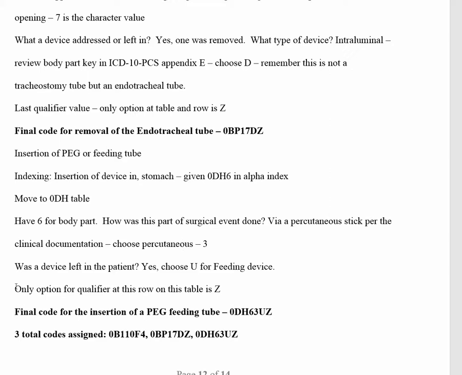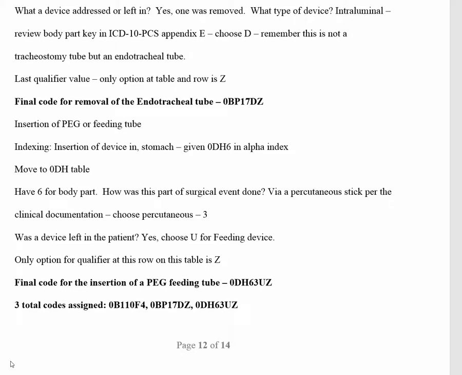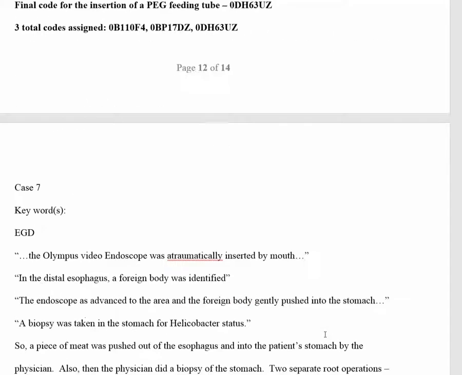Was a device left in the patient? Yes. What was that device? A feeding tube. You choose U from that particular table and row, which equates to feeding device. Then the only option for qualifier you have left at that row and table is Z. So your final code for the insertion of a PEG feeding tube is 0DH63UZ. So you end up with 3 codes for this particular procedure, noted as number 5 in your textbook.